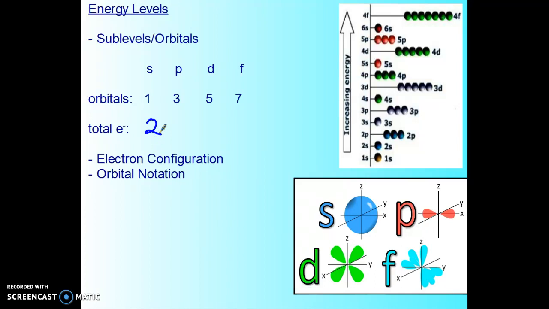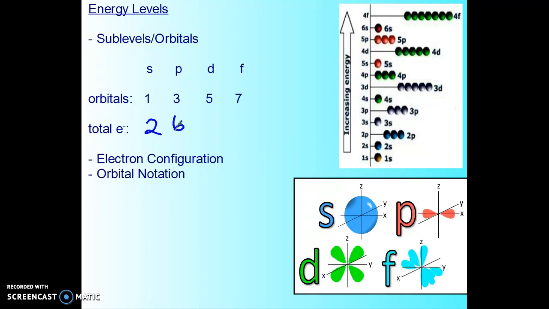Now as we move up to P, like it has that figure 8 sublevel, in a P sublevel there are 3 different orbitals, and that's why I've written 3 for the orbitals for P. And if every orbital can hold 2 electrons, 3 orbitals gives us a total of 6 electrons.